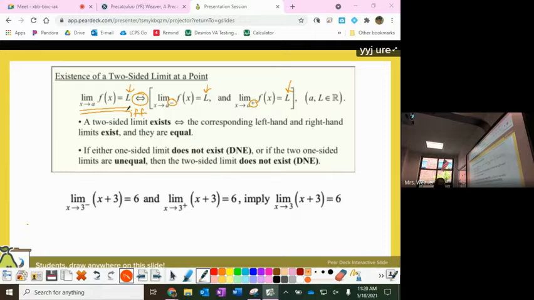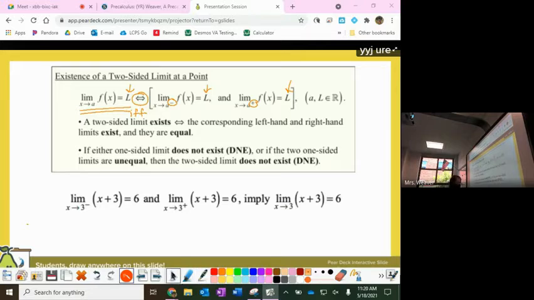If either one-sided limit does not exist, DNE stands for does not exist, or if the two one-sided limits are unequal, then the two-sided limit does not exist. This is going to be easiest to see when we do some graphical ones in just a second. So if the limit of x plus 3 as x approaches 3 from the left is 6, and the limit of x plus 3 as x approaches 3 from the right is 6, that implies the limit of x plus 3 as x approaches 3 overall is 6. That's how we would read that.